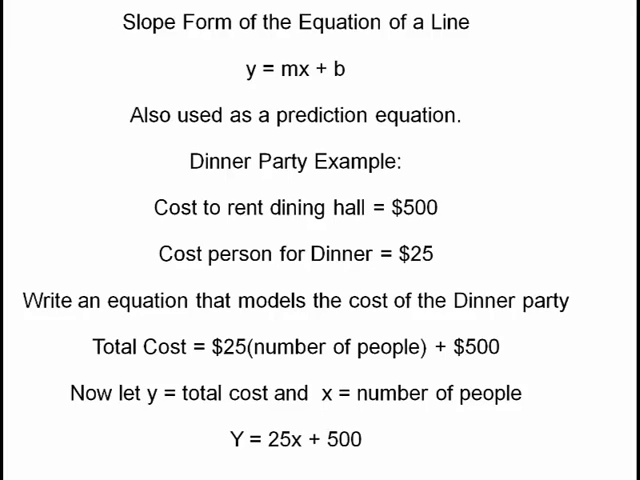Now, if we let y equal the total cost and x equal the number of people, we end up with the equation y is equal to 25x plus 500, which is in line with our slope-intercept form of the equation, where our slope is 25 and our intercept is 500. Now tell me the number of people, that is, give me a value for x, and I can tell you how much it's going to cost.